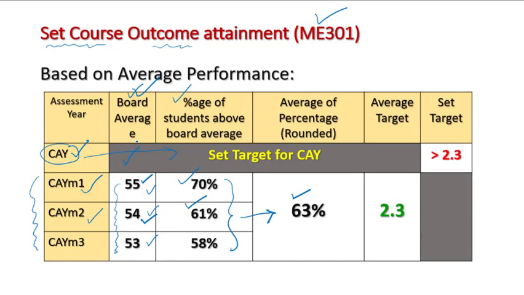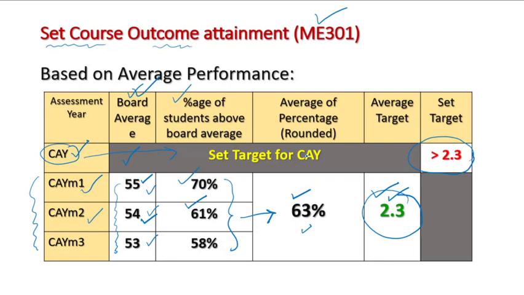average marks. So if it is 63, then the average target is 2.3. That means during last 3 years in the board examination, this target is achieved. That means 2.3. So for the current academic year, we have to set a target slightly above 2.3. So we have to set a target above 2.3. It may be 2.4 or 2.5 also.